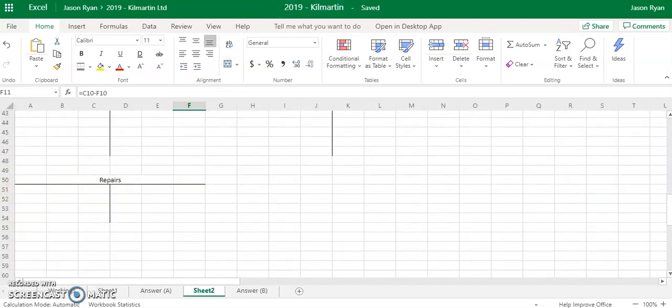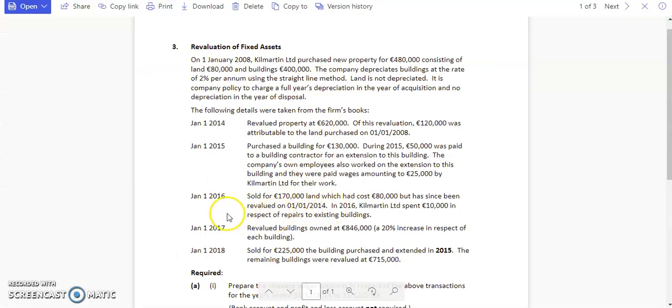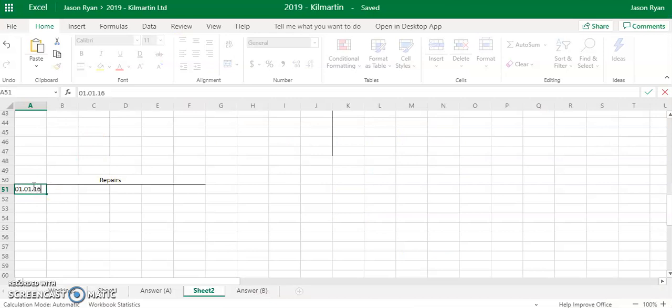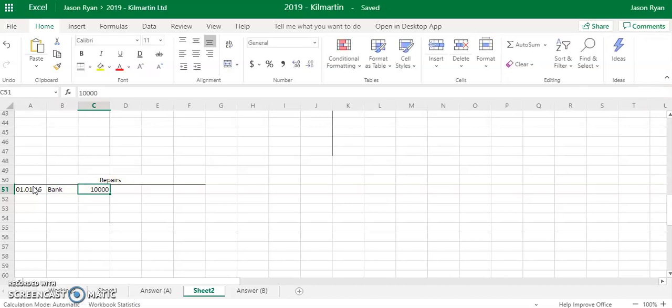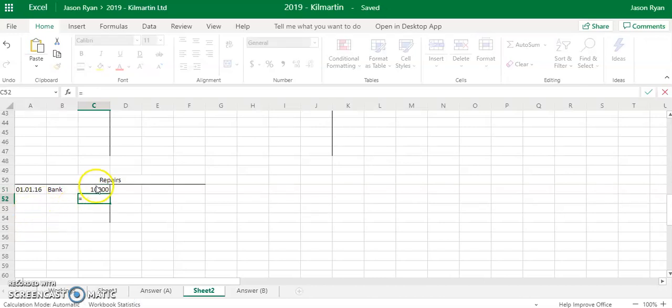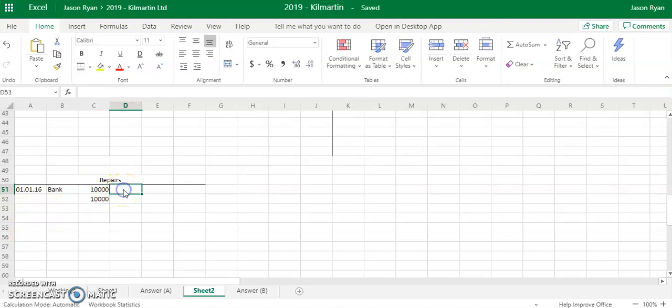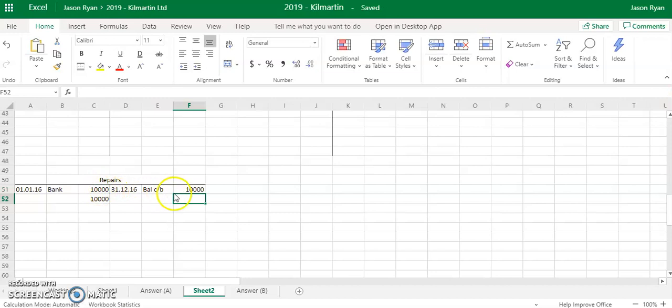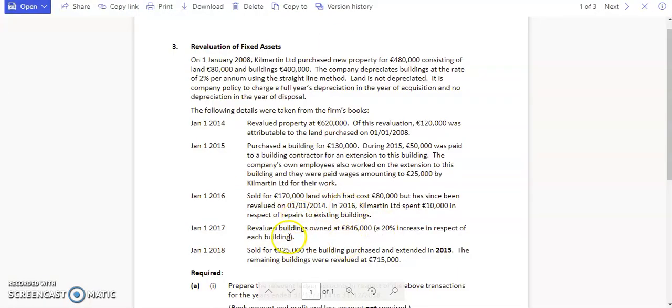So what year are we in again? 2016. So the first 16 bank repairs was 10,000. So it's going to be 10,000 here, and your balance then 31st of 12/16 balance carried down. It's going to be 10,000. So that'll be used later on when we do up our profit and loss. Okay, so that's what your repairs account is going to look like, bringing your balance of 10,000 down to the next year.